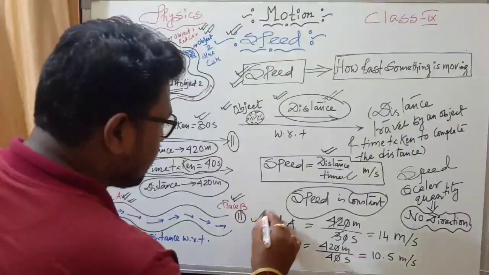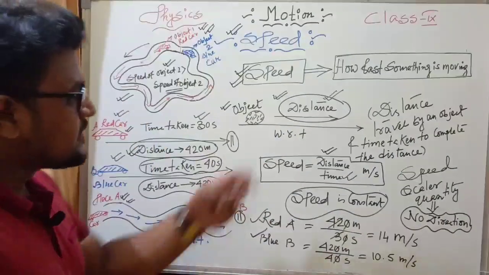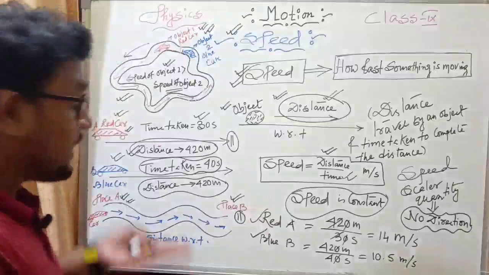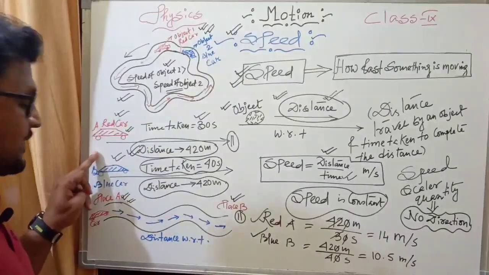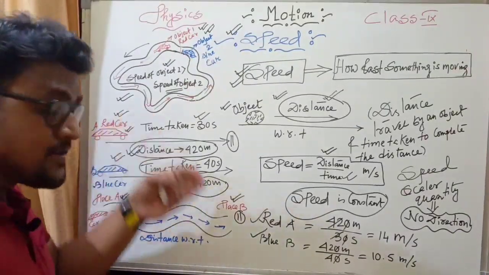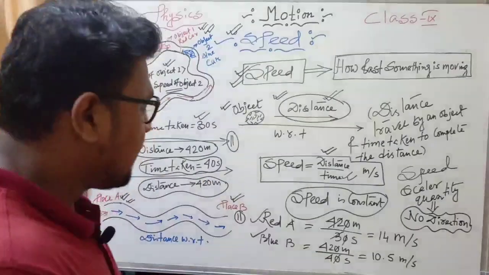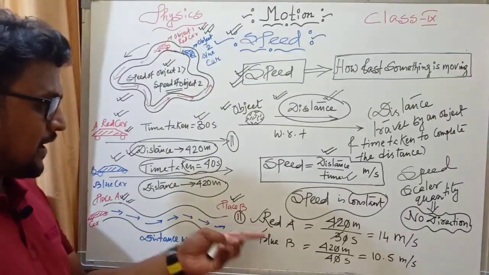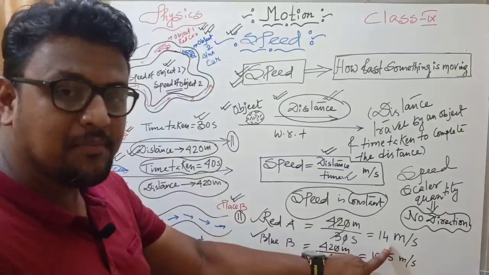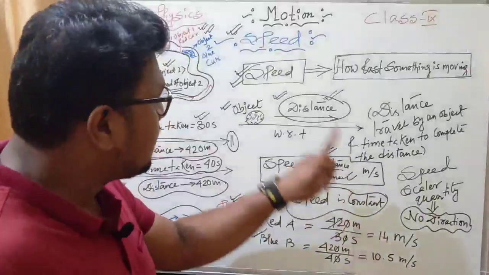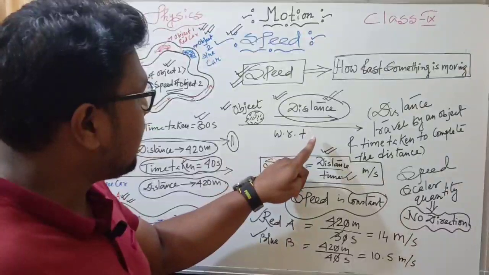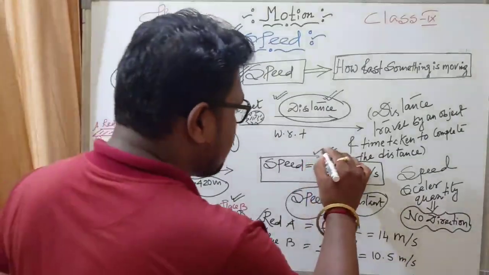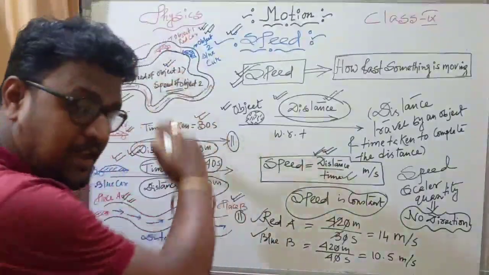So after calculating the concept of speed, that is distance upon time taken, you can easily find out the red car's speed is faster than the blue car's speed. That is, red car A's speed is 14 meter per second. How do you find out? Distance upon time taken.